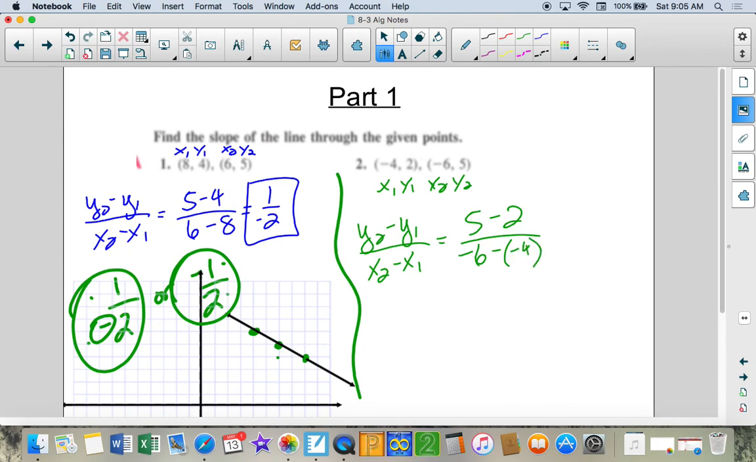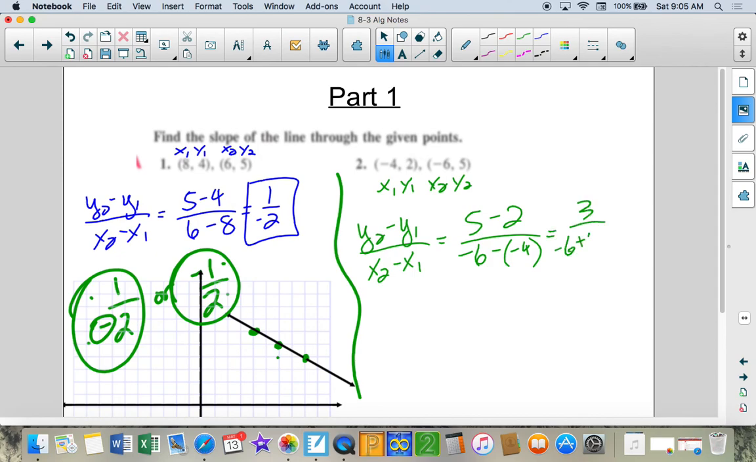Most students will make their mistake here: they will only write negative 6 minus 4, thinking that the negative in the 4 represents the negative between the two coordinates. That is not true. Please do not make that mistake.